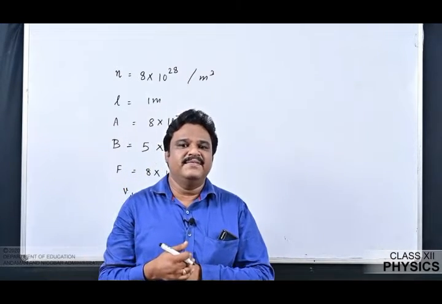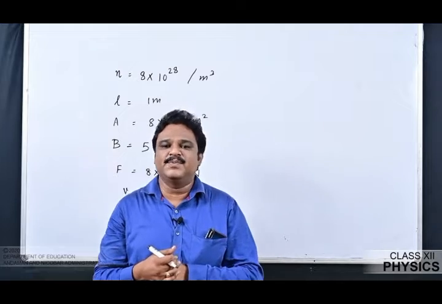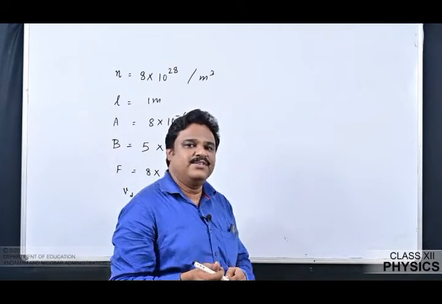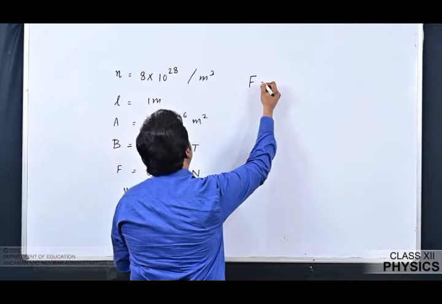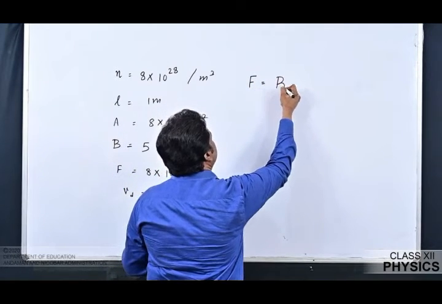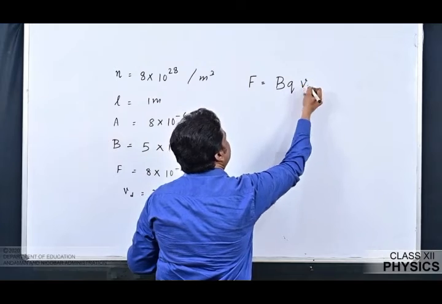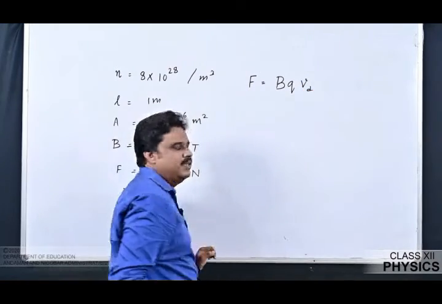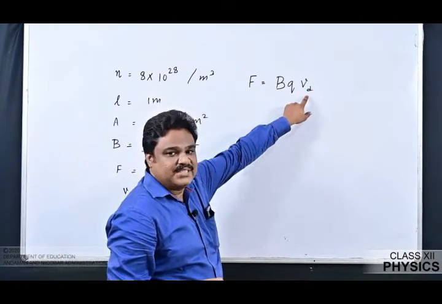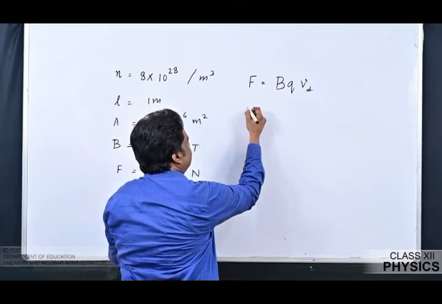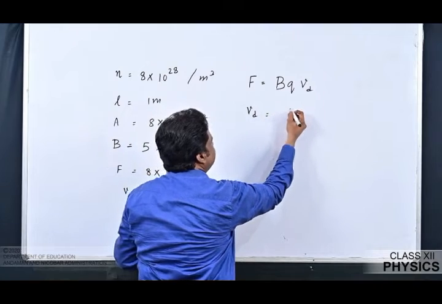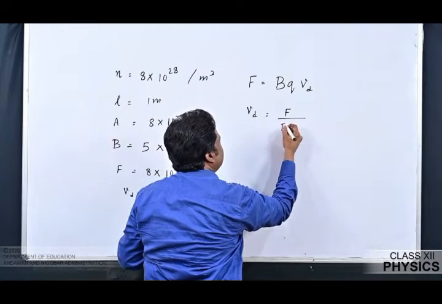You know when a charge is moving in a magnetic field, it experiences a force. So what about the force on the electron? I can write F is equal to BQV. I am just going to replace V with drift velocity, that is VD. They are asking VD. Now make VD the subject: VD will be F by BQ.